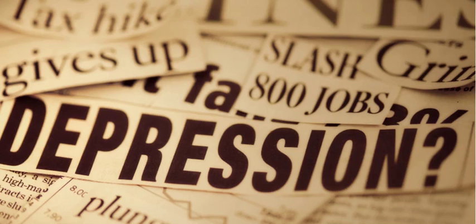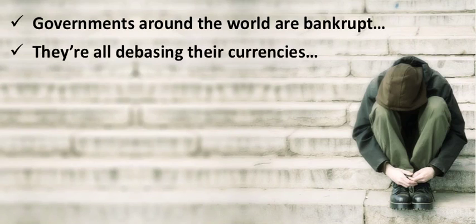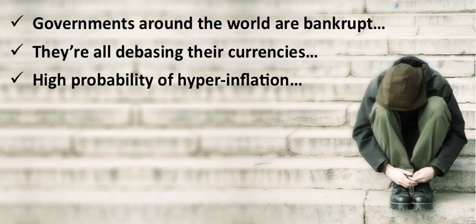Now, small groups of individuals, including some of my students, already understand how to place great trades like the ones you just saw. But they also understand that many people, especially the media, think we're on the brink of a financial apocalypse. And some say it's already here and may get even worse. So let's take a look at the facts. Governments around the world are bankrupt or near bankrupt. The developed nations are all debasing their currencies, and that's leading to a high probability of hyperinflation. We've already seen that in food and energy prices.